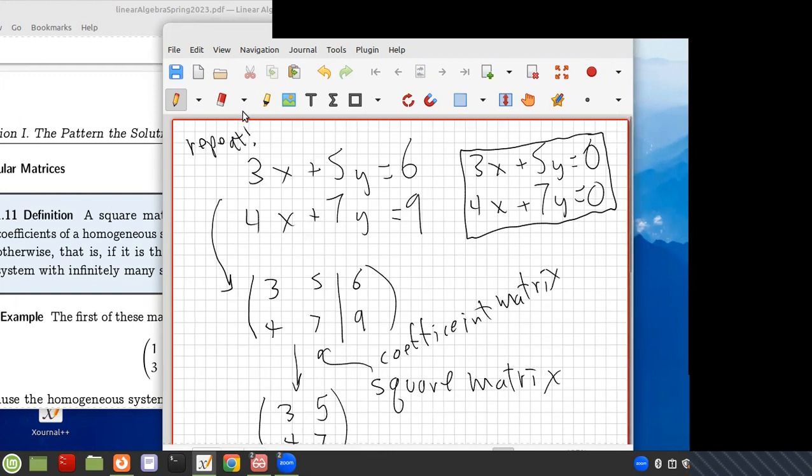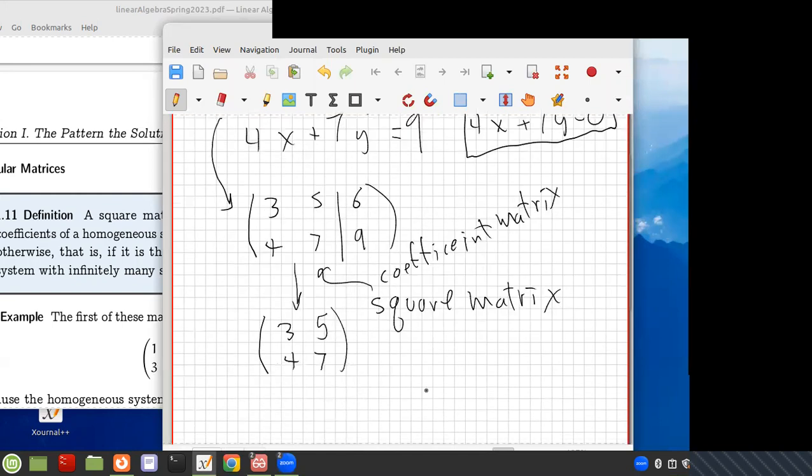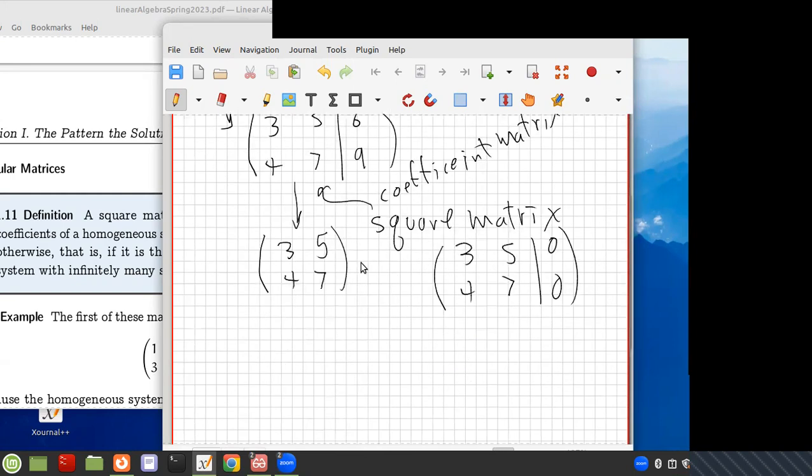Okay. So we have a linear system. We have the associated homogeneous system because we set the 6 and the 9 to 0. So this is the augmented matrix for this system. We could also write the augmented matrix for the homogeneous system because you just put zeros there for that. Okay, so here's my square matrix.